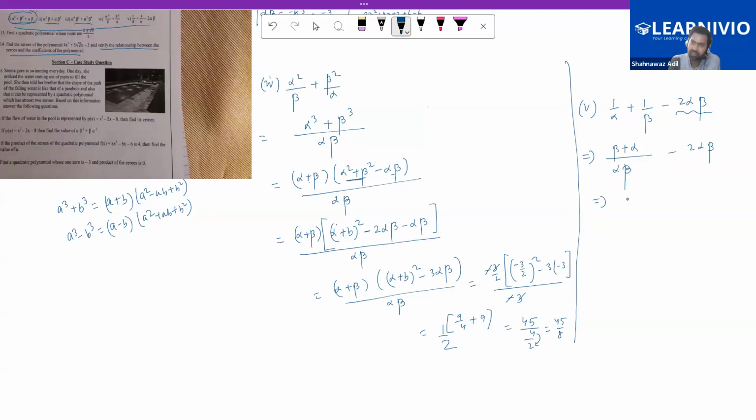So alpha plus beta is minus 3 by 2, divided by minus 3, minus minus cancels, 3 cancels, minus 2 and minus, so this is 1 by 2 plus this is 6. So this is 12, and 12 plus 1, 13 by 2. So that is the answer. Right.